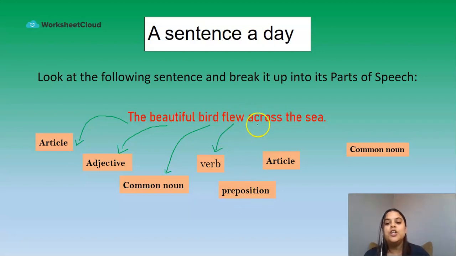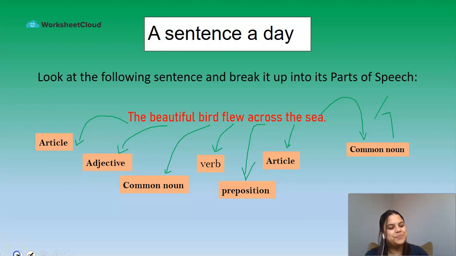Very good. And then across is telling me where the bird flew, or where the bird is in relation to the sea, and therefore it is a preposition. And there we have the again, and the we said is an article, and sea is a common noun. Very good, grade 4s. So that is us breaking up our sentence into parts of speech. If you'd like, you can give yourselves a mark out of 7. Well done.